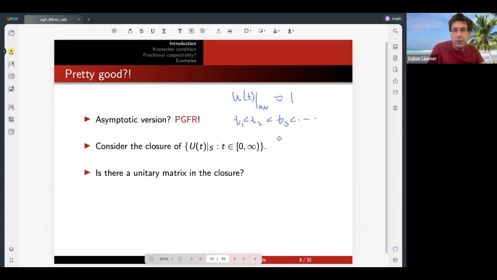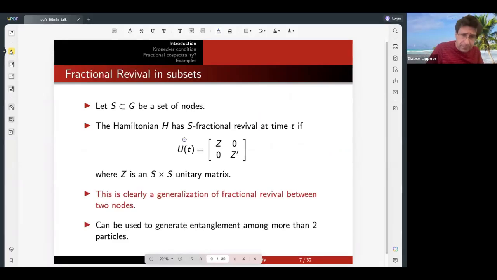at which the UV entry of the U matrix converges to 1 along this sequence of times. So now we want to formulate this for PGFR, the pretty good fractional revival. And again, what was fractional revival? It was that we have this block diagonal structure.